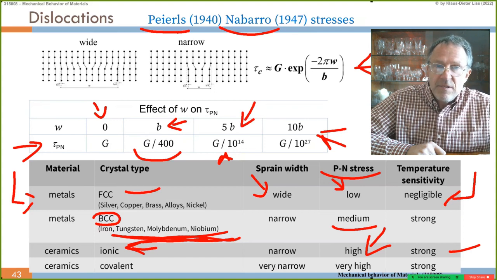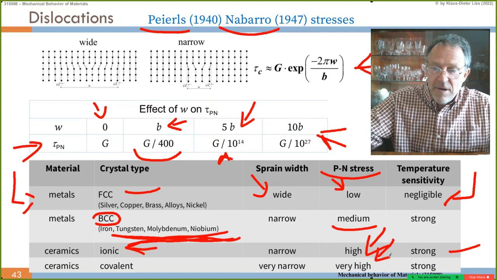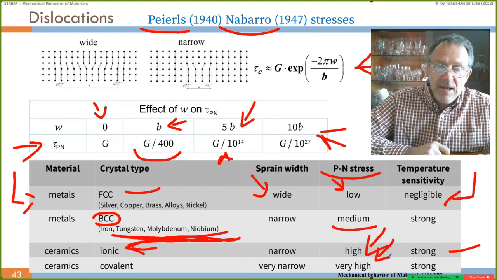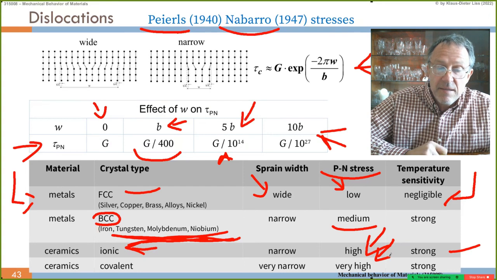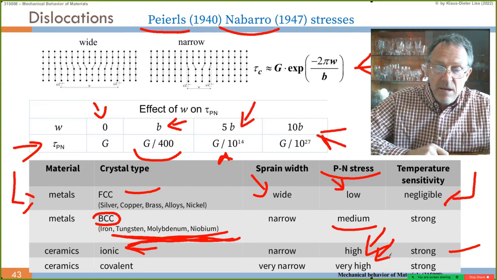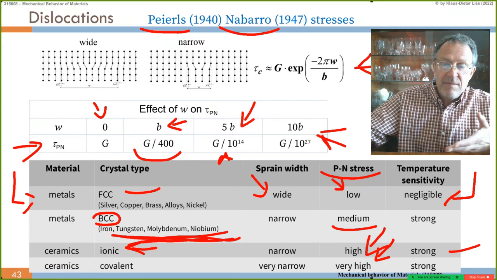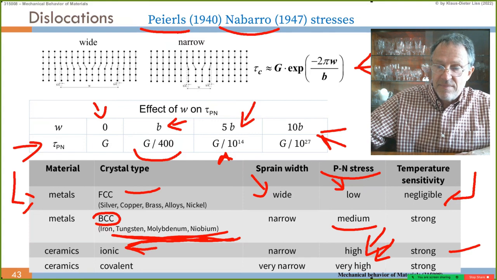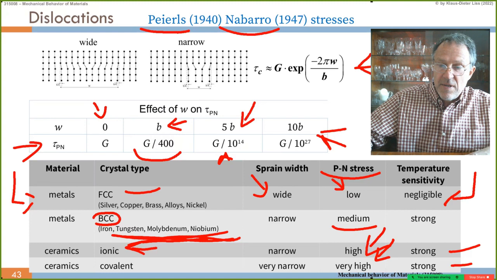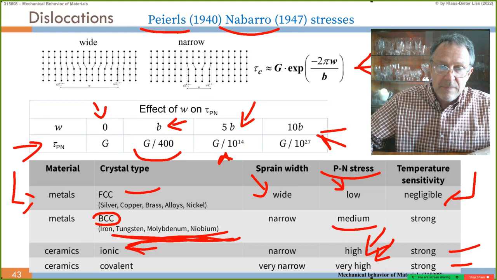So the strain width is very narrow, and therefore the Peierls-Nabarro stress is very high. And we know they are very hard materials. We can compare that to the hardness, because the hardness is withstanding the plastic deformation. Also, it shows strong temperature sensitivity.